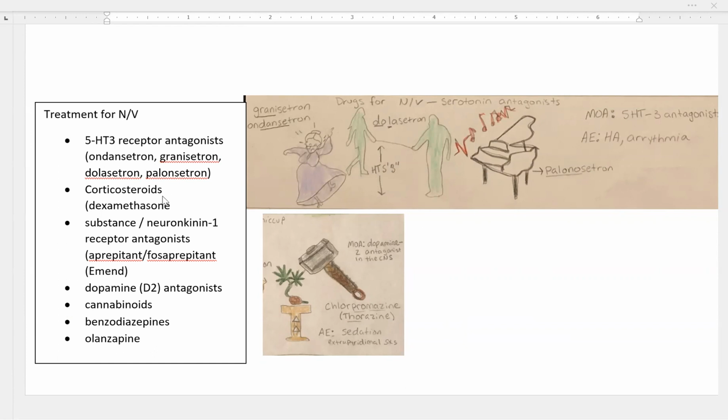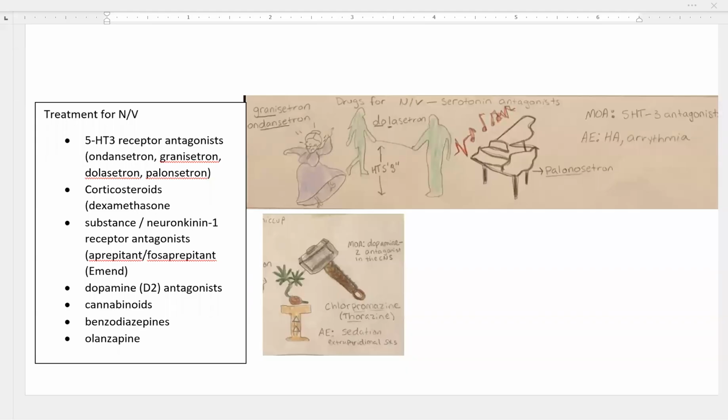You can use corticosteroids such as dexamethasone. You can use substance P neurokinin 1 receptor antagonists such as aprepitant and fosaprepitant. Brand name is Emend. I don't have pictures for these. You can use dopamine 2 antagonists such as chlorpromazine or Thorazine. You can use cannabinoids, benzodiazepines, and then olanzapine, which I believe is also a dopamine 2 antagonist.